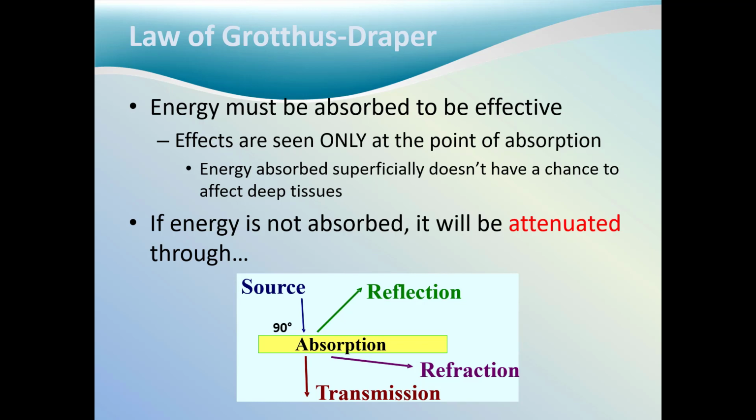Energy prefers to travel in a straight line. As energy enters a medium of different density, the energy may slightly change its course based on changes in density. Energy striking the interface between two different densities may be reflected, refracted, or absorbed. If the energy is not absorbed, it becomes attenuated, which means that there is a decrease in energy.